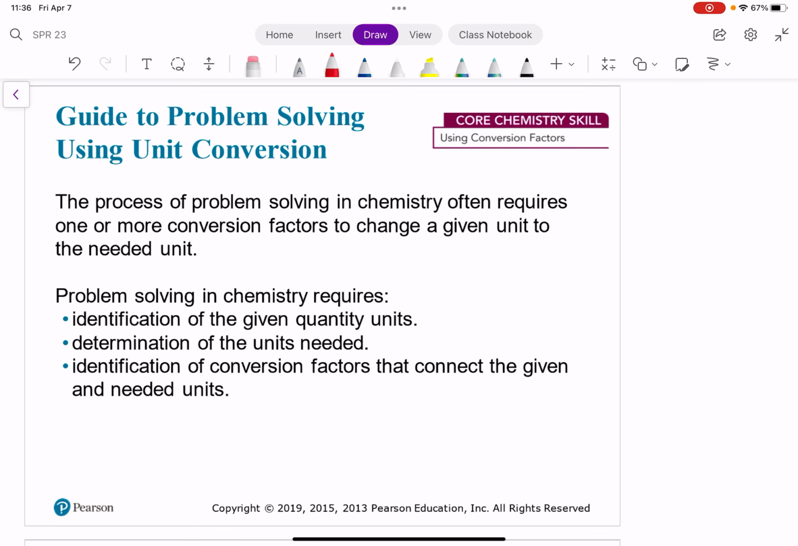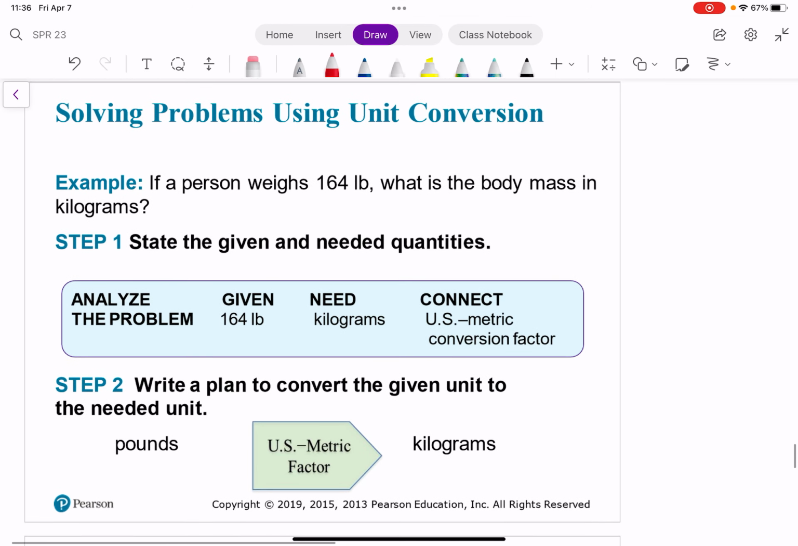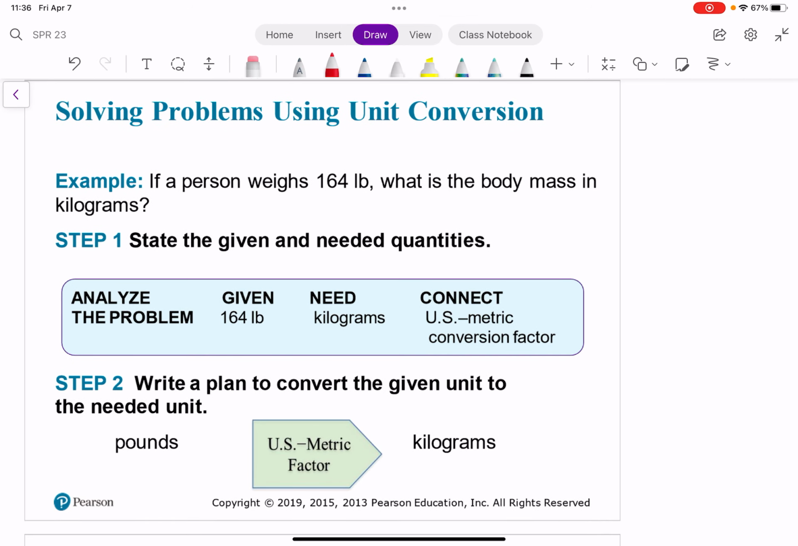So my general guide is to remember, I always want to analyze the problem. So what am I given in the problem? What information are they giving me? And where am I trying to get? Okay, and then how am I going to get there? Okay, so let's look at this problem together.